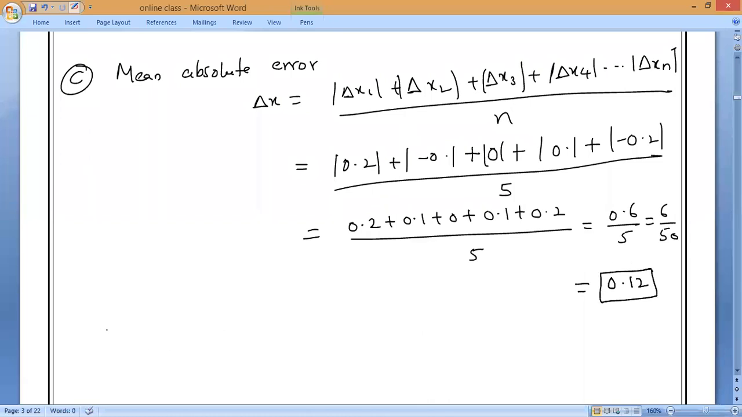Clear? Now I will write x plus or minus delta x. The x value we have got is 4.4, plus or minus the delta value 0.12. Is it okay, guys? Everybody understood or not?